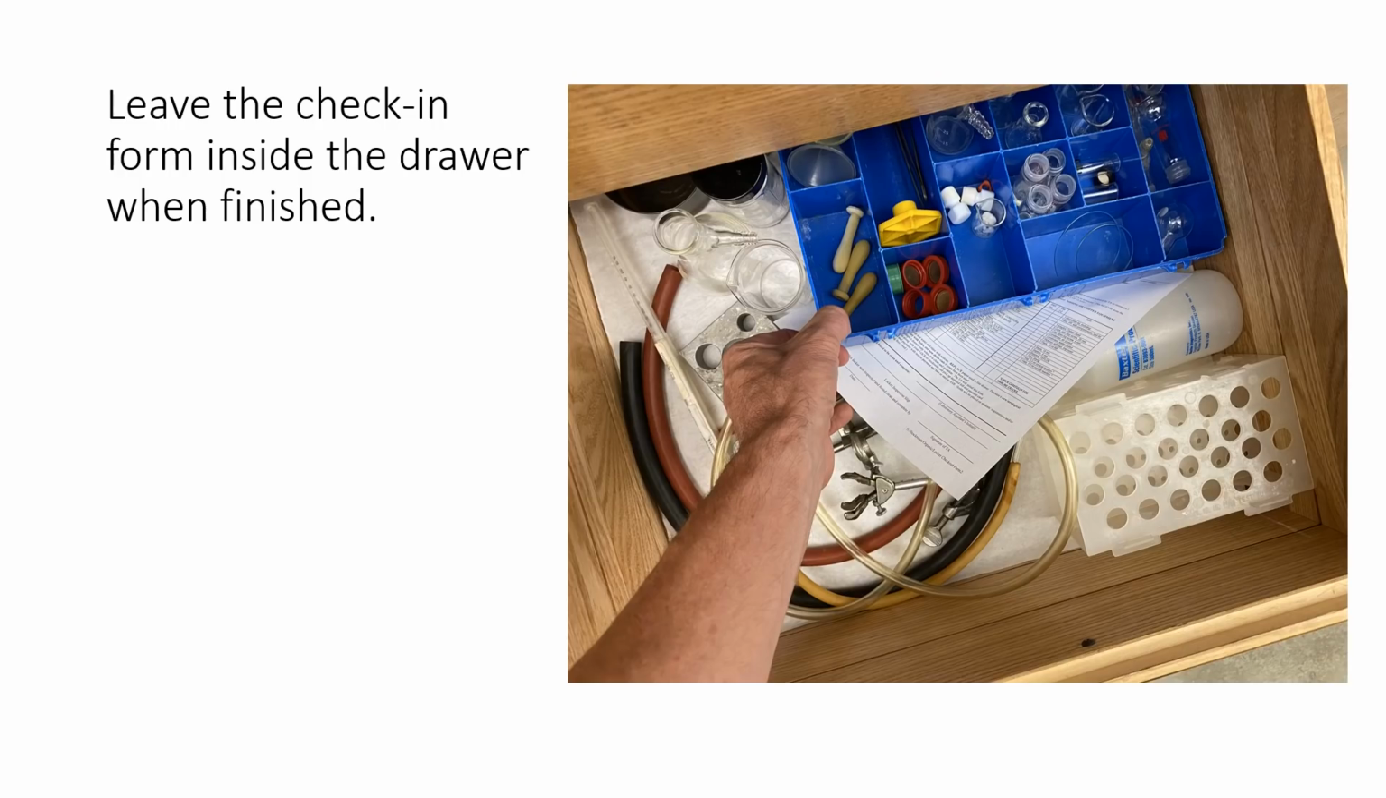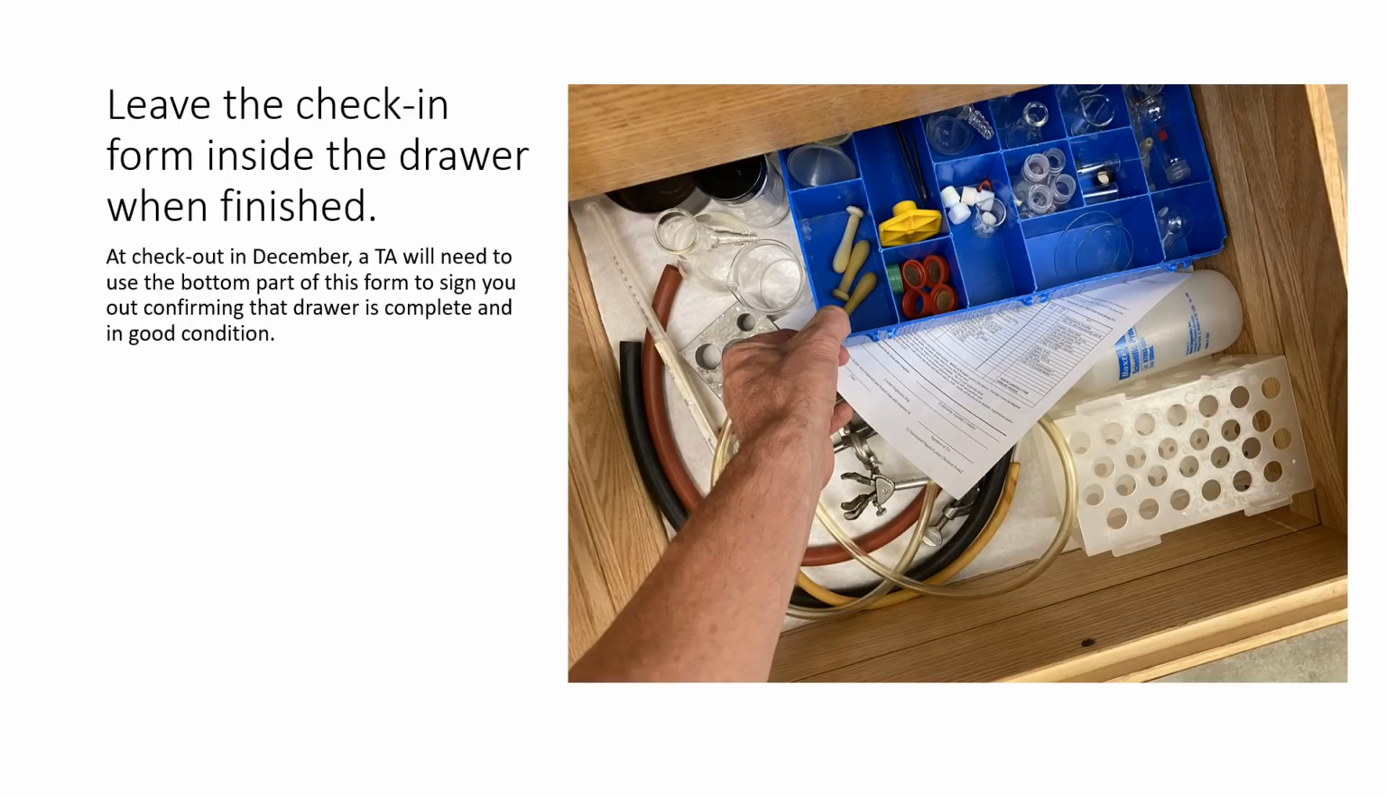Now, once you've finished checking in and you're satisfied that all the equipment is in good condition, and you've marked your check-in form accordingly, you want to keep that in your drawer in a safe place. A good place to put it is underneath the plastic container that holds much of the glassware. You just slide it underneath. Now, we need that form in December when you will be checking out. The TA will sign the bottom portion and leave that in the drawer, verifying that everything was in good condition, and you'll use the top portion to check out of the lab.